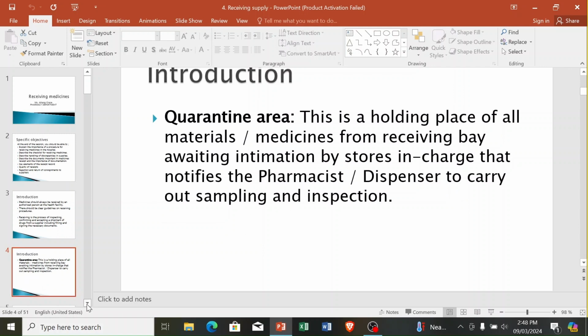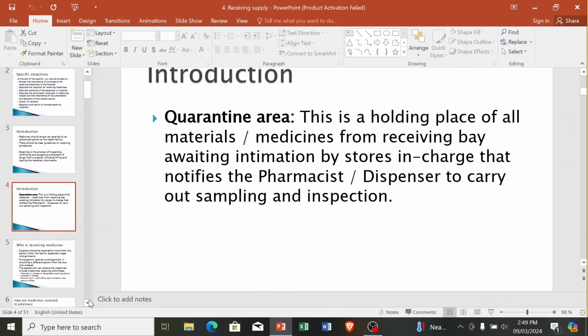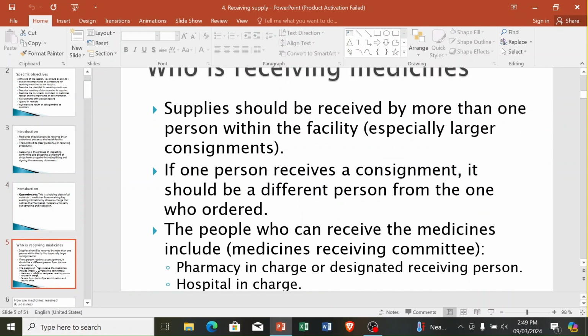It is a holding place. When medicines are brought, it is the first place we put the medicines. For example, when we had suspects for COVID, we would quarantine them as we waited for tests to be carried out on them. The same happens with medicines. Once they are received in the facility, the first place we put them, before we release them to the store, is a quarantine area so that we are able to carry out sampling and then inspection of the shipments.